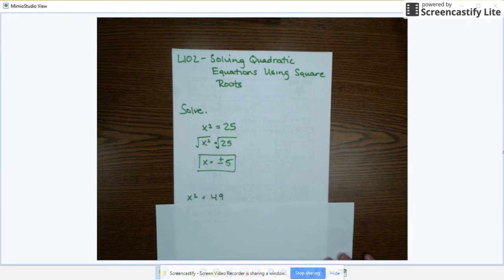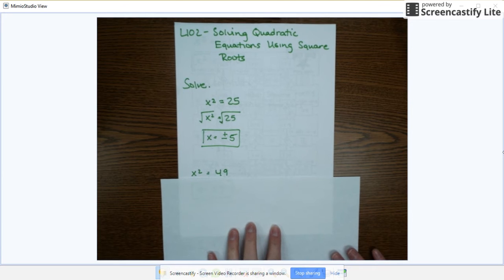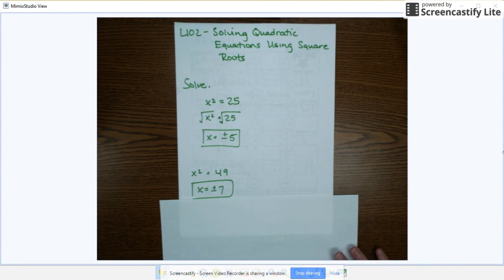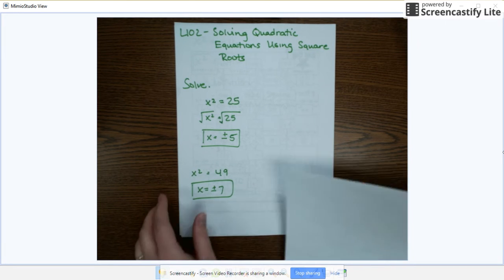So another example, x squared equals 49. We know the square root is 7, but our answer has to be plus or minus 7. Again, because negative 7 times negative 7 gives you a positive 49.